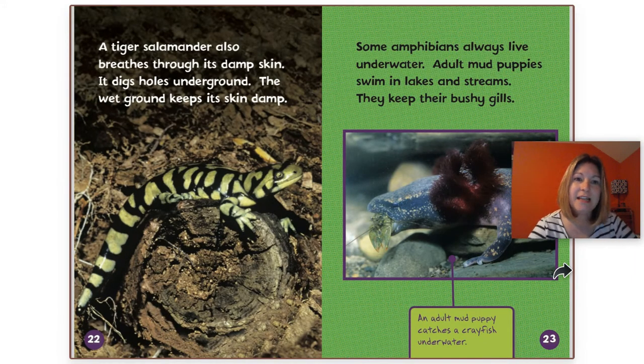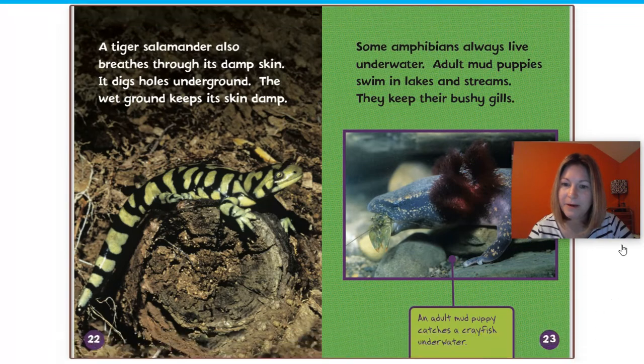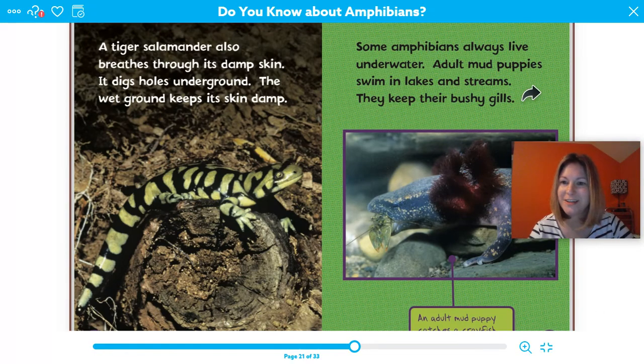So a tiger salamander also breathes through its damp skin. It digs holes underground. The wet ground keeps its skin damp. Some amphibians always live underwater. Adult mud puppies swim in lakes and streams. They keep their brushy gills. So here's a picture of an adult mud puppy, and it catches crayfish to eat.